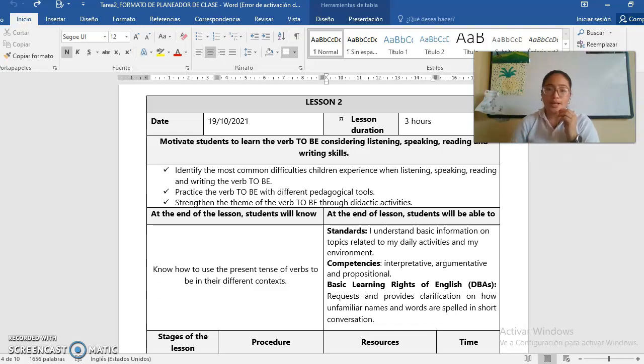Standard: I understand basic information on topics related to my daily activities and my environment. Competence: interpretative, argumentative, and propositional. DBA: requests and provides clarification of how familiar names and words are spelled in short conversation.